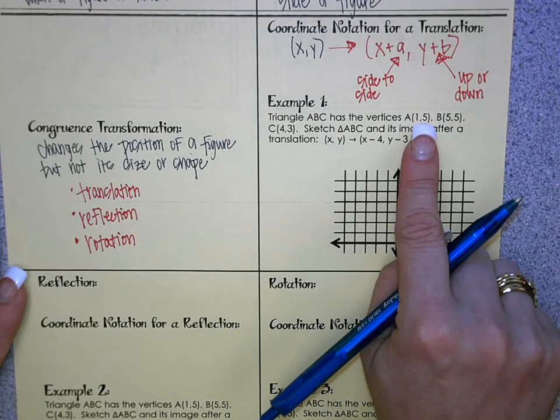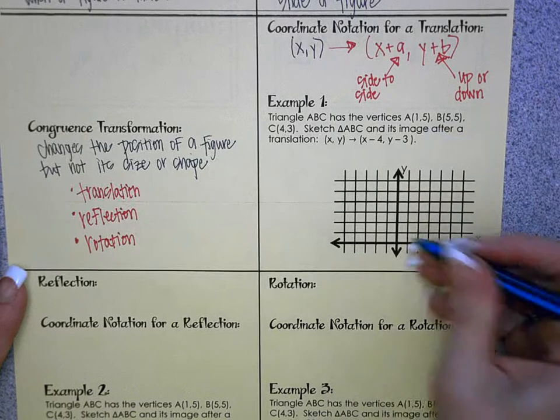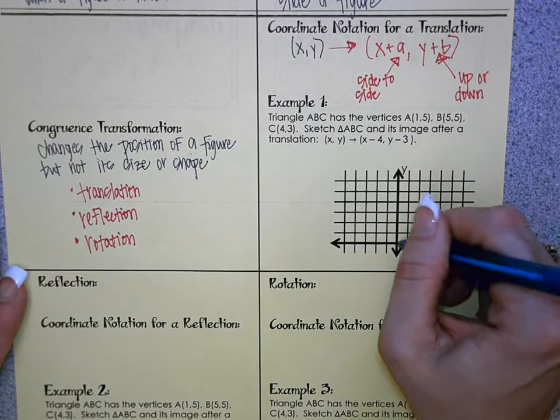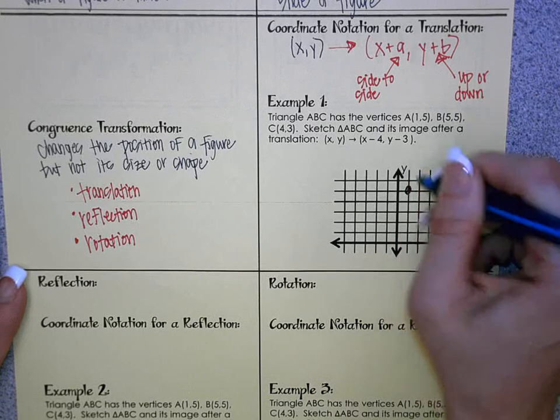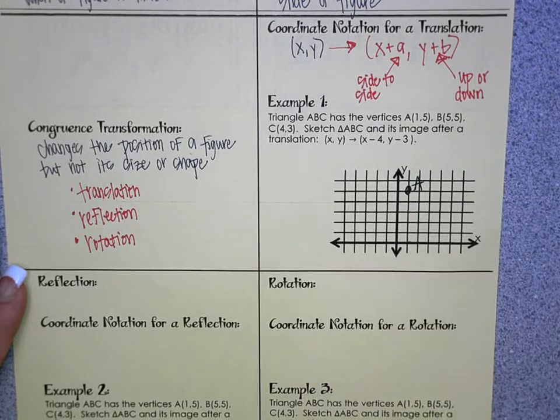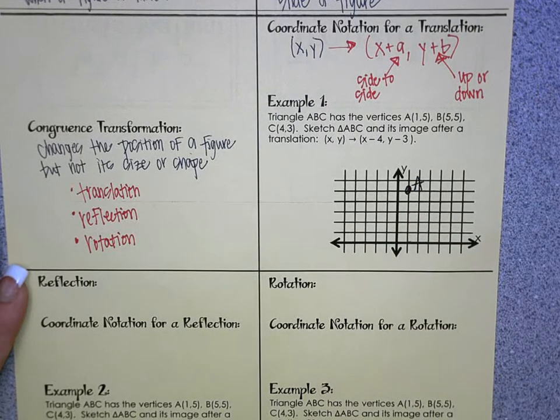A is over 1, up 5. Remember, the first number always tells you side to side. So over 1, up 5. So count over 1 and up 1, 2, 3, 4, 5. That's point A. And I want you to label it as well. Then I also want you to plot point B.